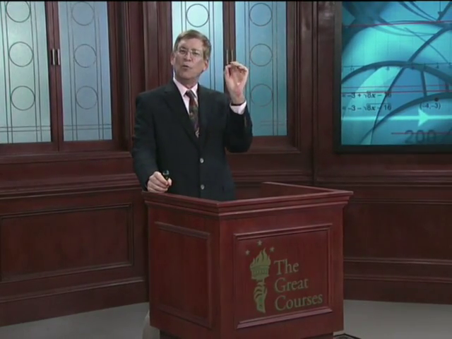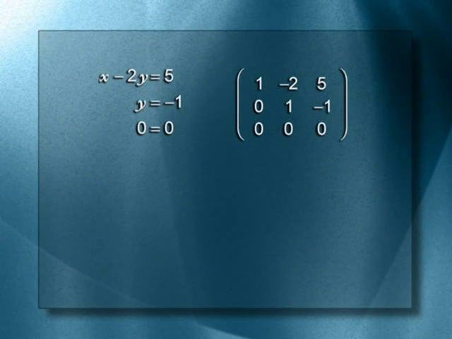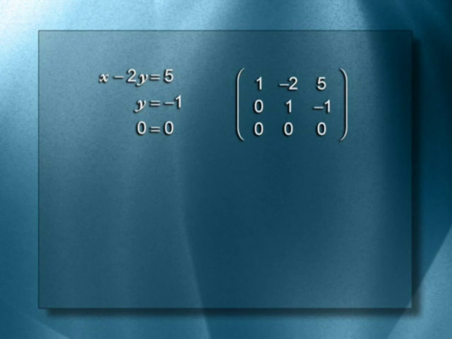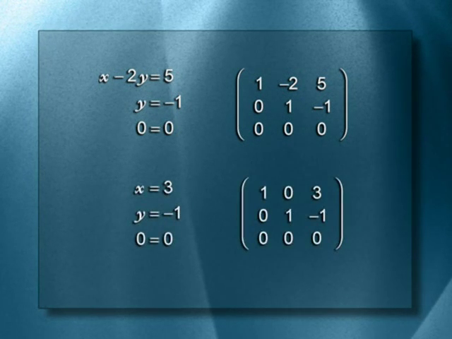I can get rid of the y term in the first equation using the second equation. In a sense, I'm going backwards now. Watch how I do it. Multiply that second equation, y equals minus 1, by 2. So 2y, and add it to the first equation. That'll eliminate the y in the first equation, and 2 times minus 1, the right-hand side, is minus 2 plus 5 is 3. So now we have a sweet linear system.